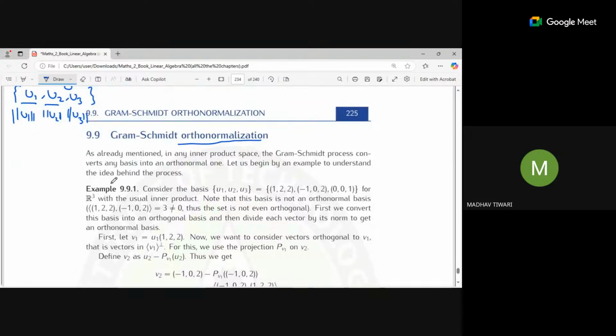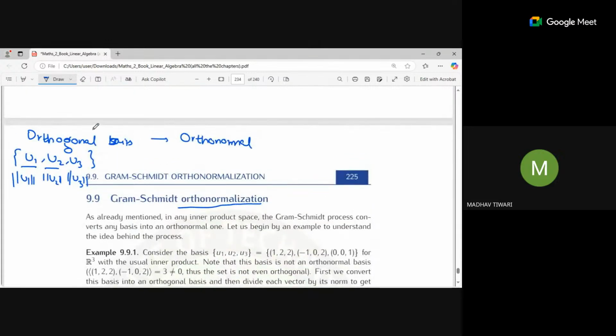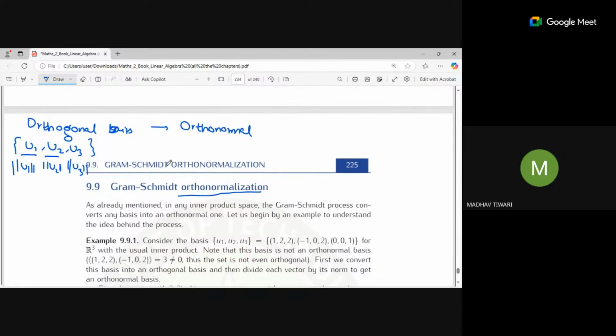But now if I have to convert to orthonormal from the beginning, it means I don't have an orthogonal basis here. Sorry, a basis I am having, but it is not orthogonal. It is a simple basis like this, so it is not orthogonal, and their dot product will not be 0.